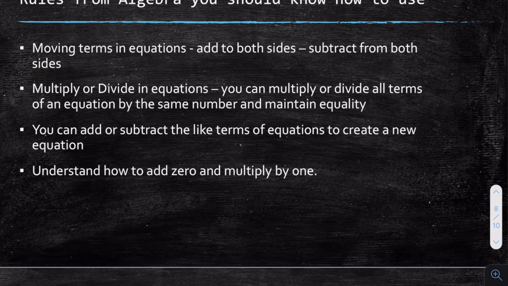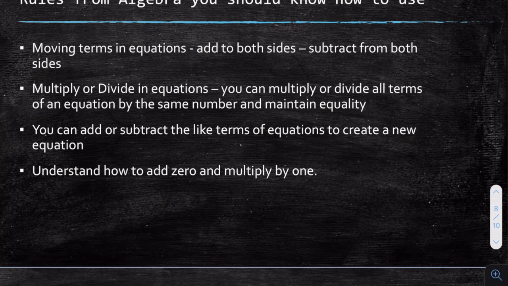You can add or subtract the like terms of equations to create a new equation. So you just can combine like terms. And then understand how to take advantage of things like adding 0 and multiplying by 1. Let's talk about that for a second. If we add 0, 0 doesn't have to look like 0, because 0 could simply be 4 minus 4. And that's what we're doing sometimes when we're just trying to move something around. We're turning it into 0 on one side of equals, and we're turning it into whatever it turns out to be on the other side of equals.